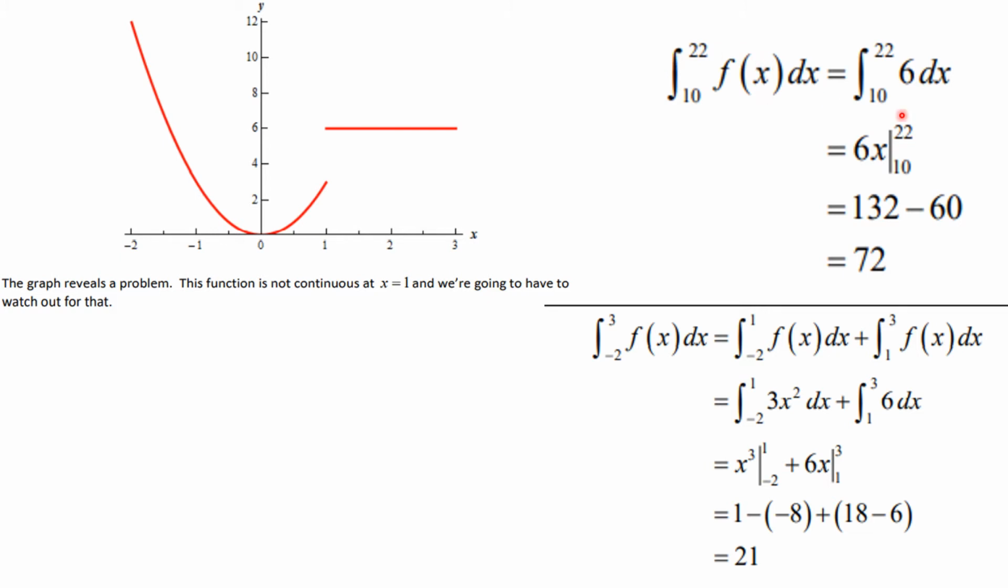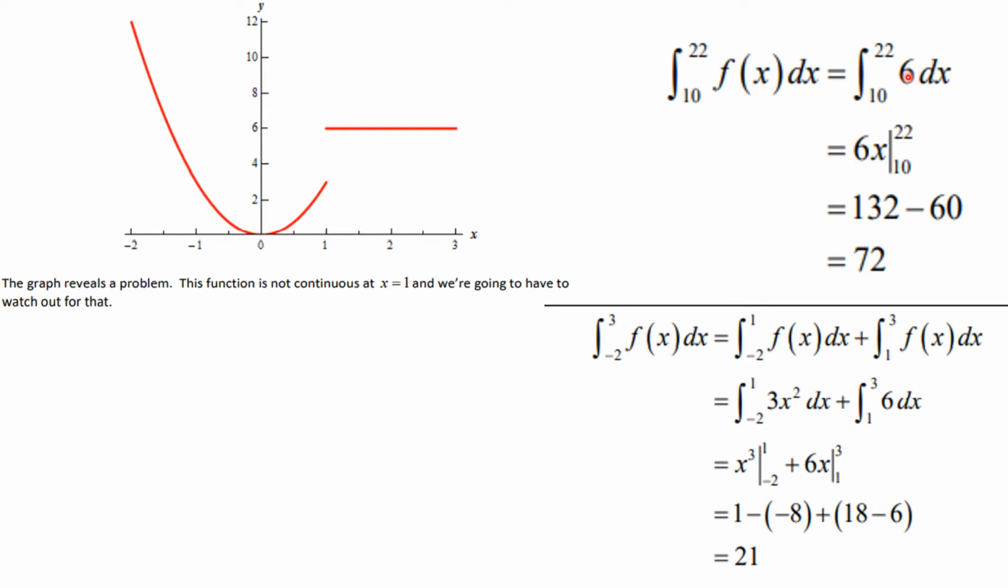So that means you're really integrating the constant function 6 over that entire interval. Now this is one of the things that I said before, and here I use the fundamental theorem of calculus to do this. So the 6 just sits there. That's an x to the 0, so it's going to be x over 1. That's 6x. I evaluate at those 2 points: I plug in 22, subtract, plugging in 10, and I get 72.